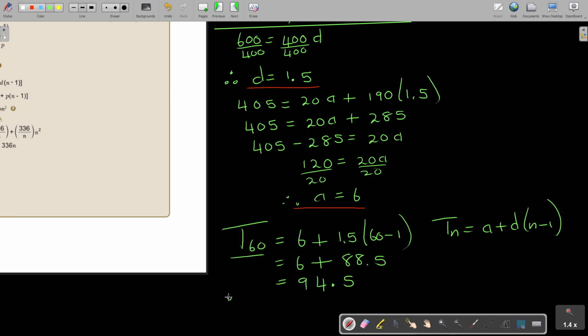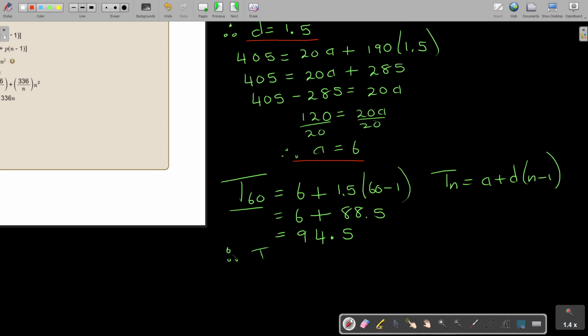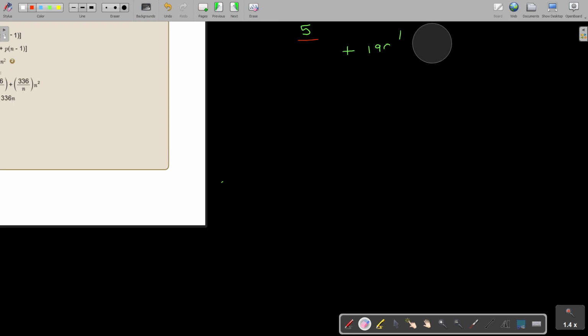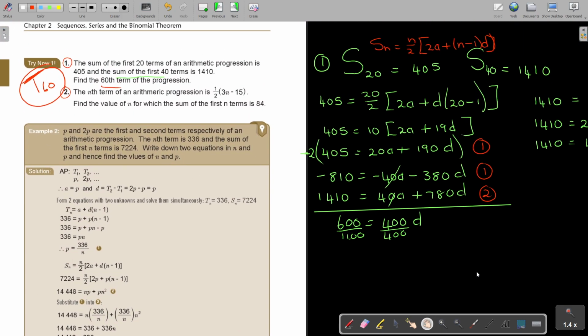So if you want, you can say therefore, and I like to go red, the 60th term will be 94.5. Finish. And that's how you do number 1. As I said, a lot of calculations. You can skip some of the steps to go a little bit faster. But be careful. Sometimes if you skip steps, you can make unnecessary mistakes. So just be careful.